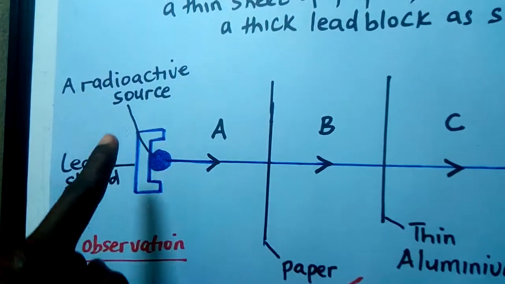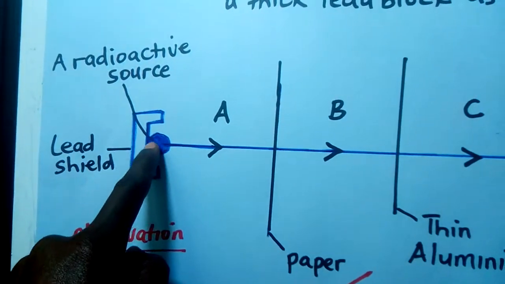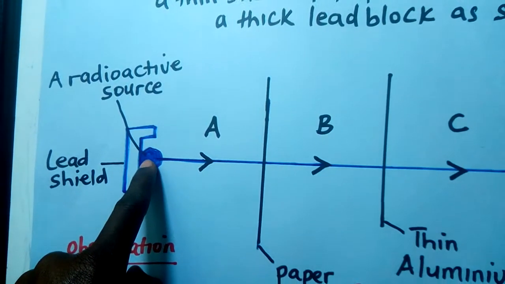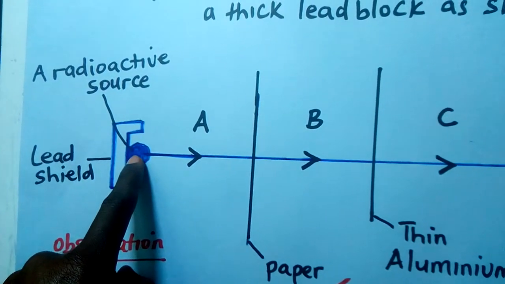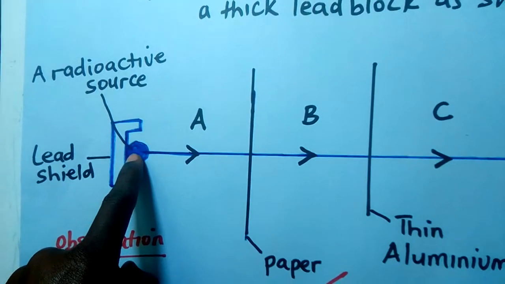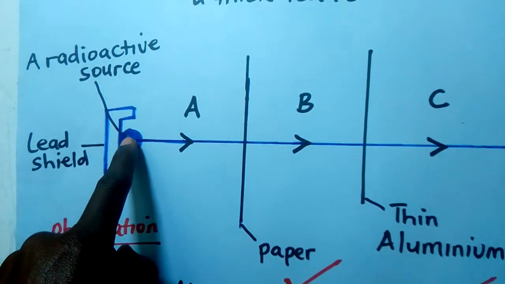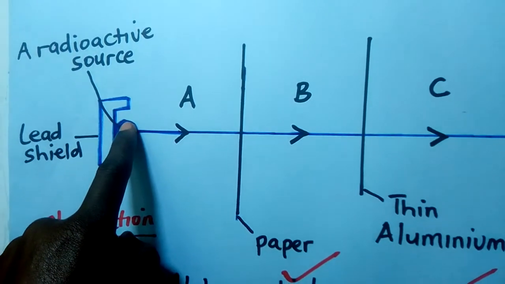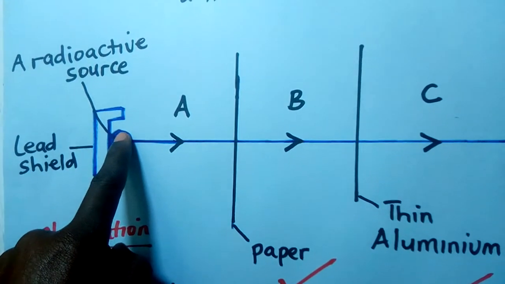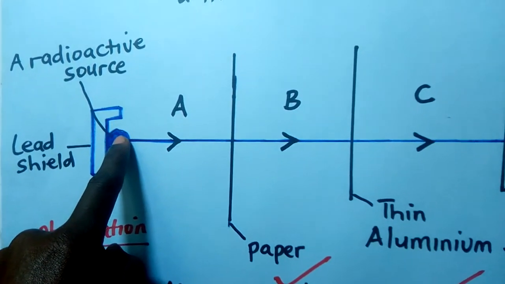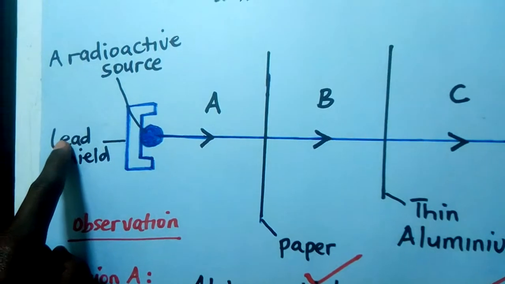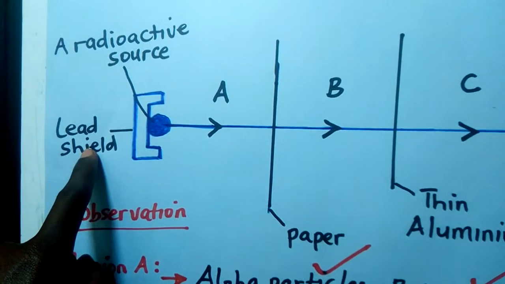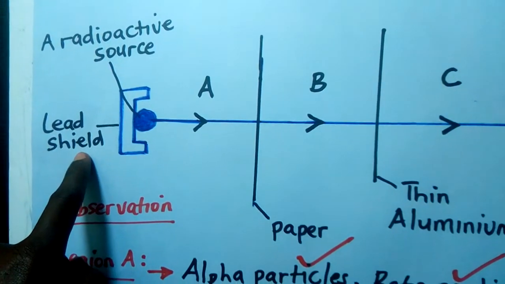So we are having here a radioactive source. You see this dark thing here is representing a radioactive source, the source which is producing the alpha particles, the beta particles, and the gamma rays. So they are all here. And as we said, this radioactive source should always be protected. We always protect it with a lead shield or a lead block.